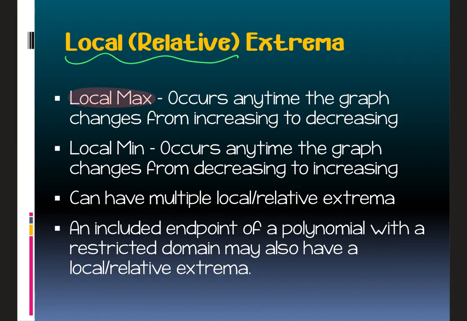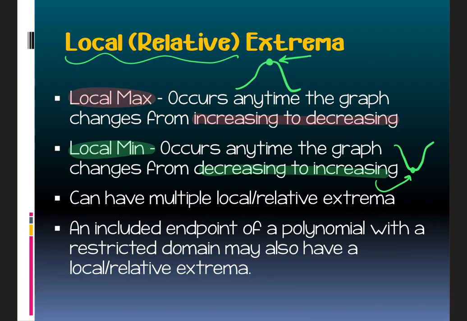A local max occurs anytime the graph changes from increasing to decreasing. We already know this. If my graph goes up and comes back down again, this we called a relative max. It is now called a local max. And a local min occurs every time the graph changes from decreasing to increasing. So as I come down and go back up again, this is called a local min. You can have multiple, right? Our graph can go up, come back down again, up, come back down again. There can be more than one of these. This is not the same thing as an absolute max or min.